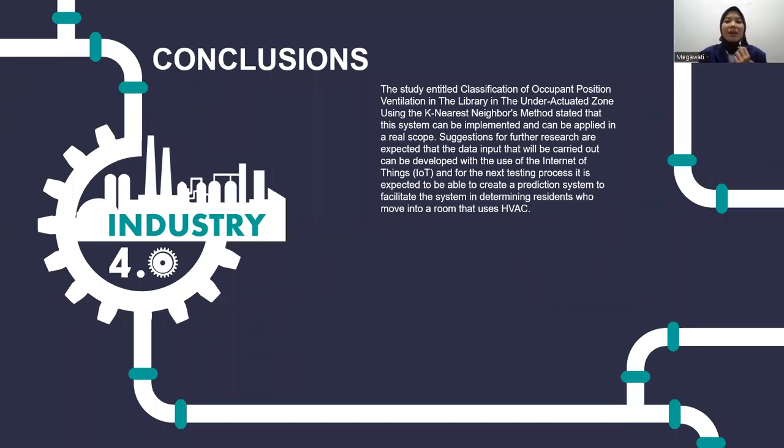And the last, the conclusion. The study analyzes the classification of occupant position ventilation in the library using the k-nearest neighbor method. The system can be implemented and applied in a real scope. Finally, the data input results that we carried out can be deployed using the Internet of Things.